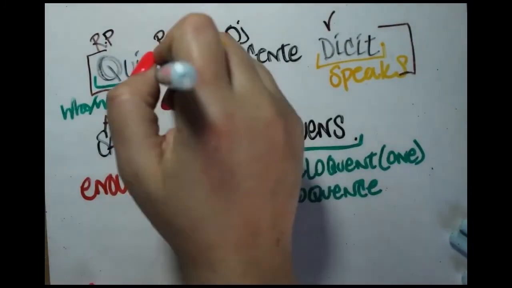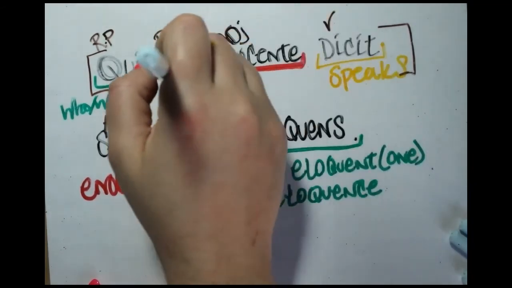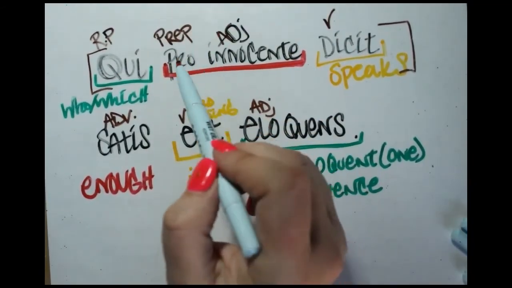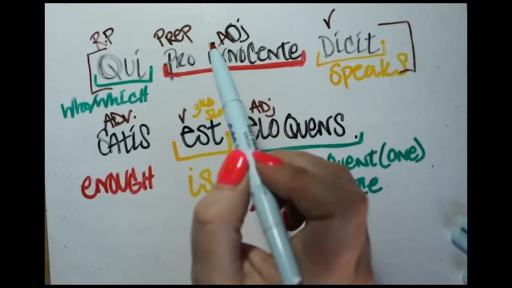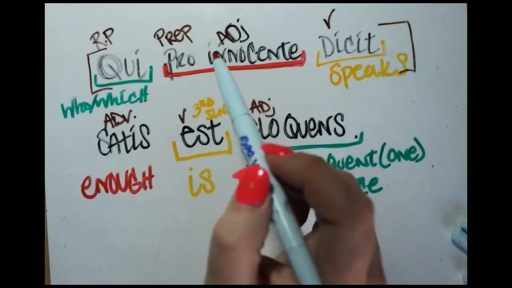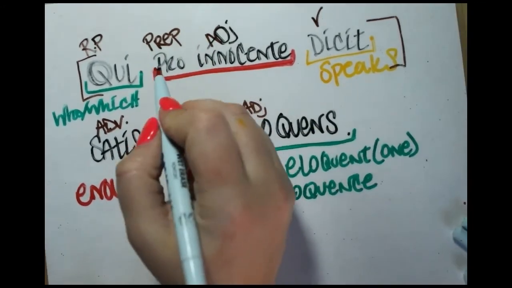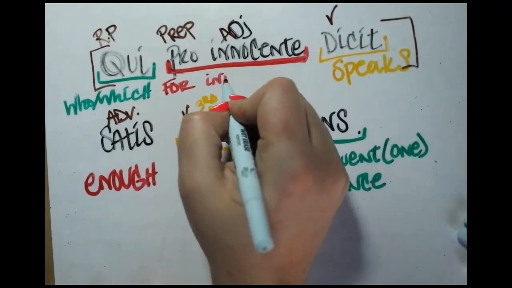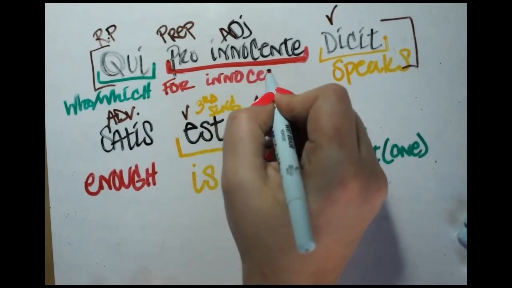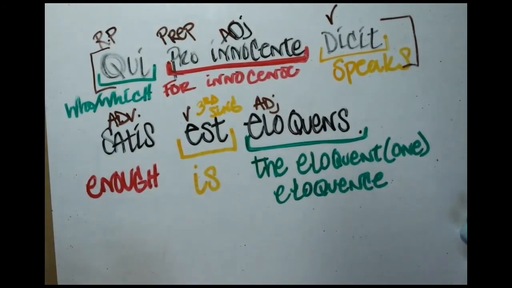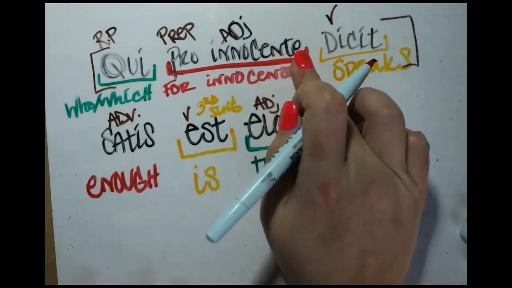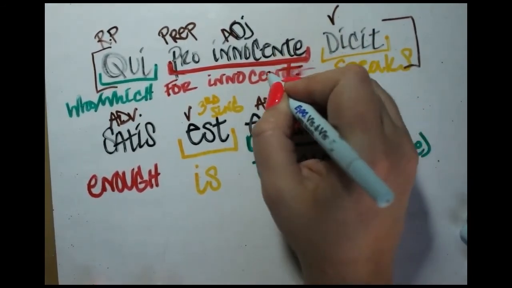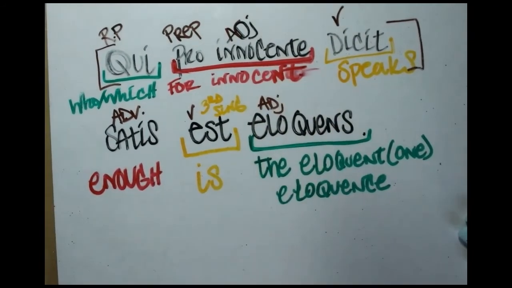So we have an ablative object of the preposition here. This preposition right here means for, on behalf of. So for innocence, or for the innocent. For the innocent, I suppose. So the eloquence is enough, which speaks for the innocents.